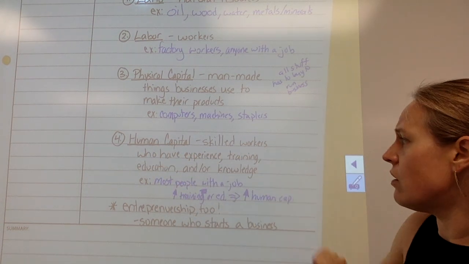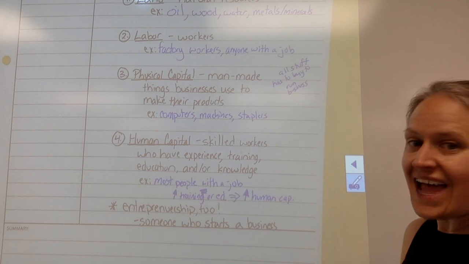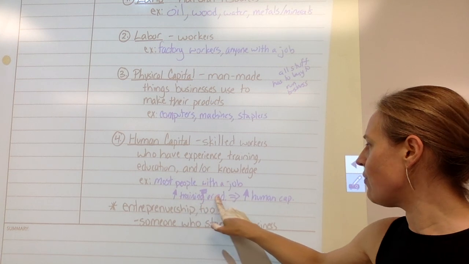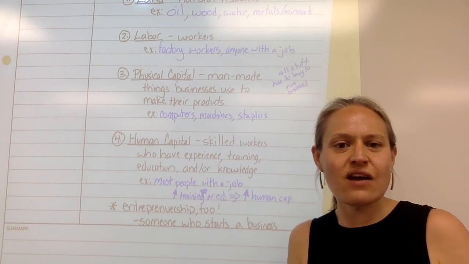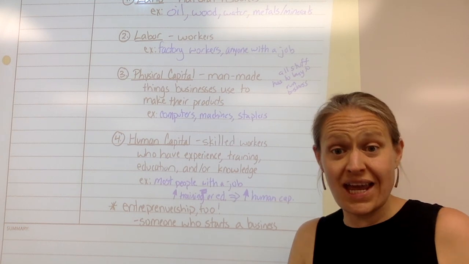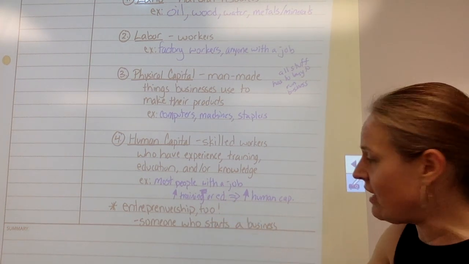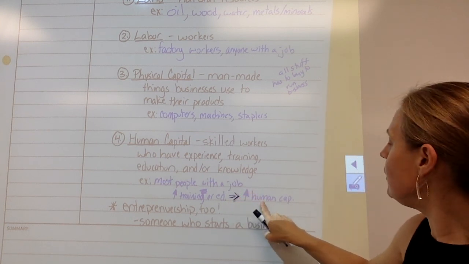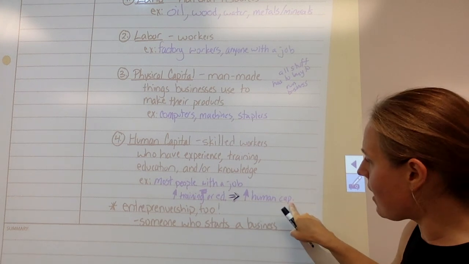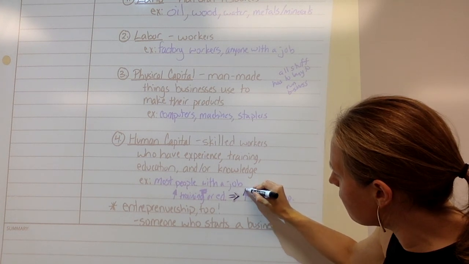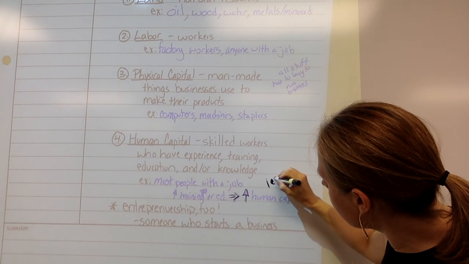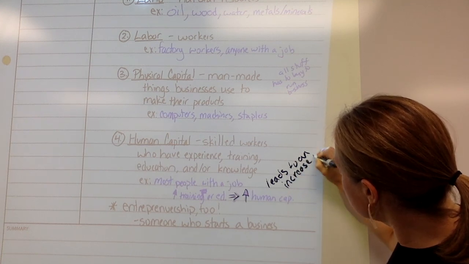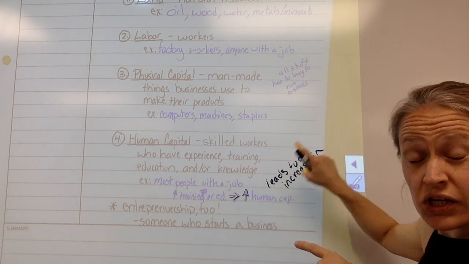And then number 4, we have human capital. Those are skilled workers who have experience, training, education, and/or knowledge. That's most people with a job, but especially their training or education. So if a business gives their employees training or education, that leads to, that's what this sign is, right? It's like an equals sign with a little arrow. That leads to an increase in human capital. So some of you, you're not familiar with my little arrow system yet. So you're going to write next to here, leads to an increase in human capital, right? It's because you're going to write more on your notes than I do.